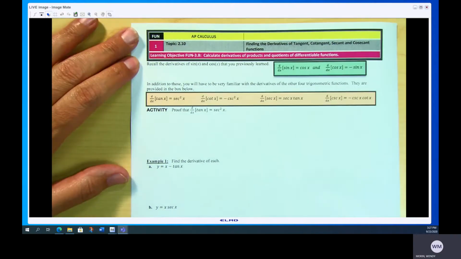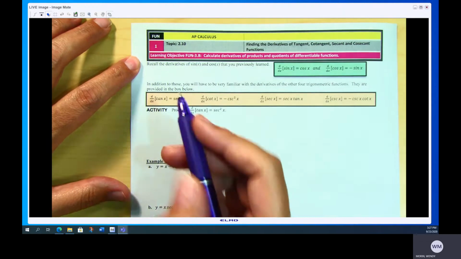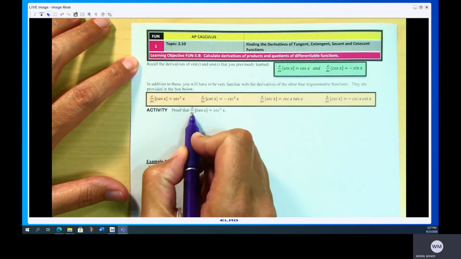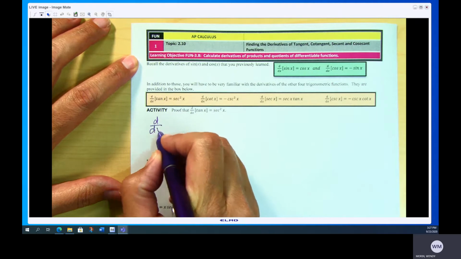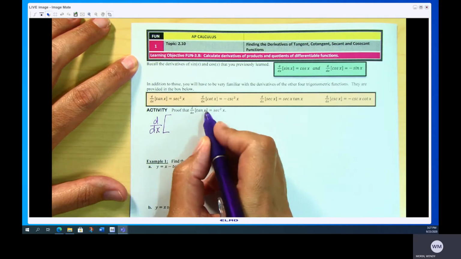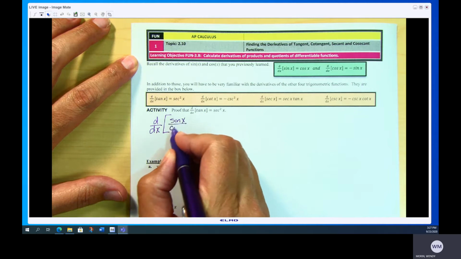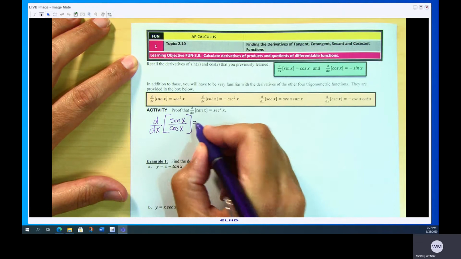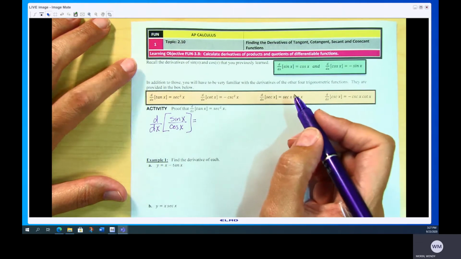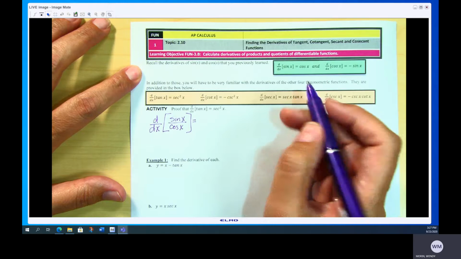So I'm going to do a proof of one of them. We're just going to do the derivative of tangent. This is dy dx, derivative notation. Instead of doing tangent, I'm going to change the form to sine of x divided by cosine of x, which we know is tangent. And I'm going to use the quotient rule that you should have memorized.